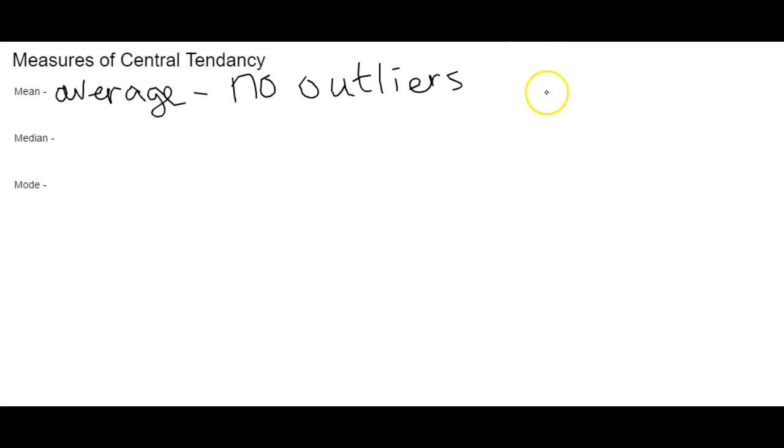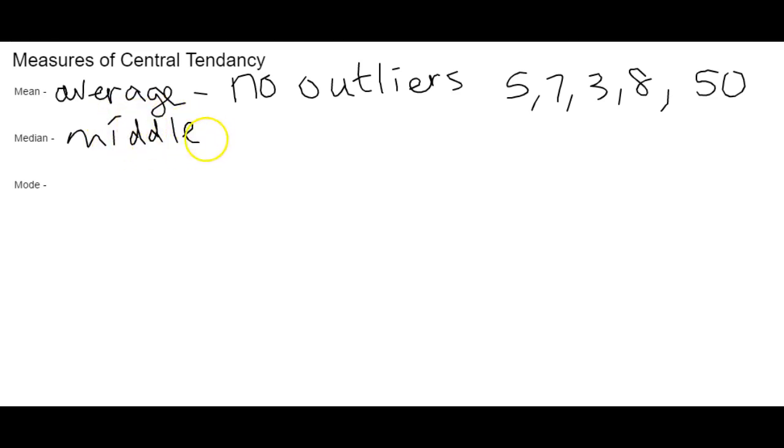An outlier is when there's one number that's just clearly not belonging in the data set. You know, if we had a data set of 5, 7, 3, 8, and then 50, 50 is way different than all the rest. So 50 would be the outlier. The median is the middle number, and it's best if there are outliers.